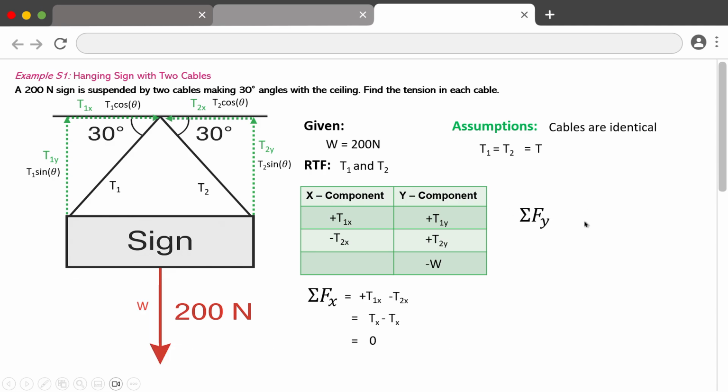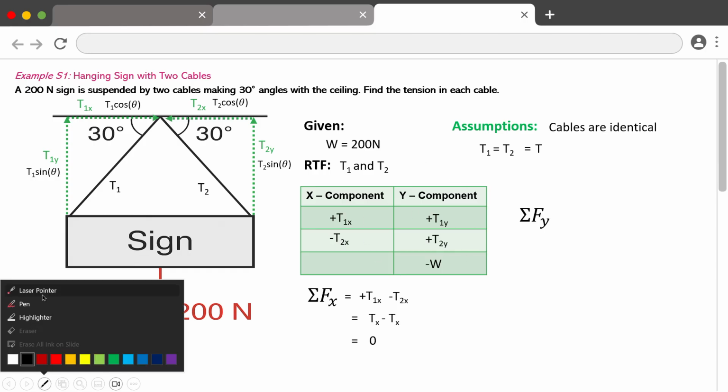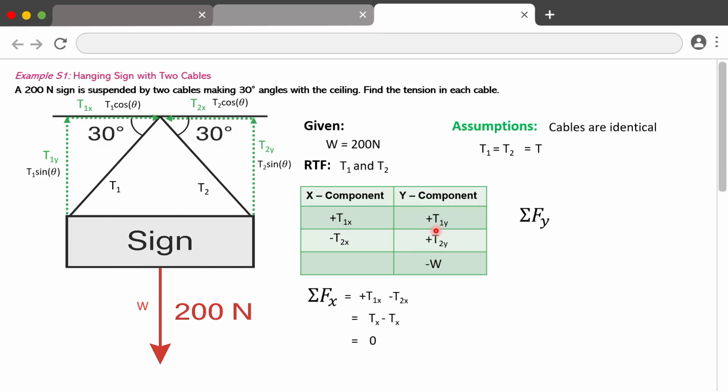So let's write that down. The sum of all the forces that act on the sign in the y-axis should be equal to 0. And looking at the second column of our table, these are the forces that are involved. We have T1y, T2y, and the weight. So the sum of all the forces that act on the sign in the y-axis is equal to T1y plus T2y minus W. And then again, by Newton's first law of motion, because Fx is 0, Fy should also be 0.